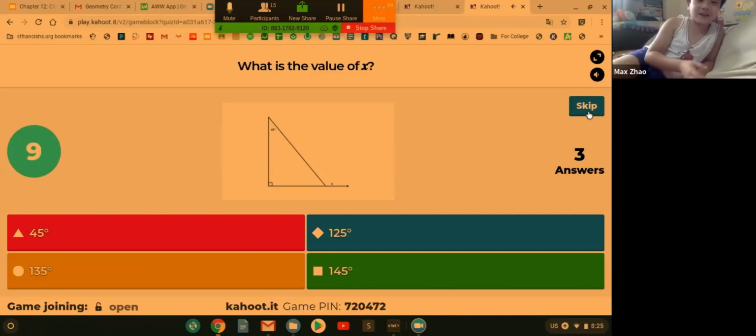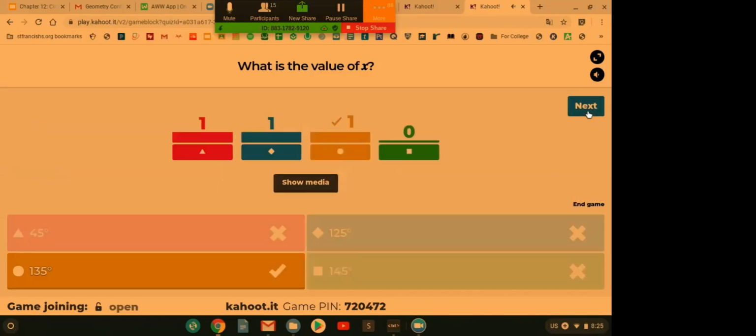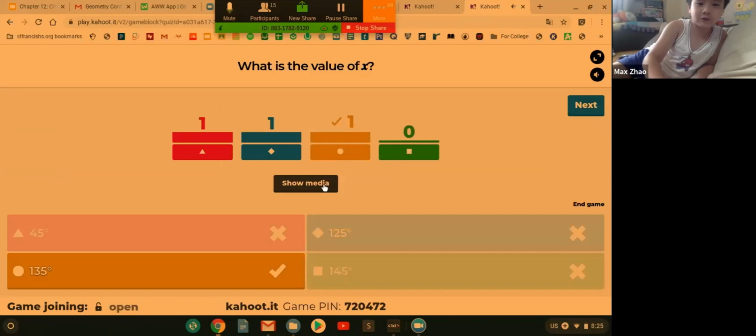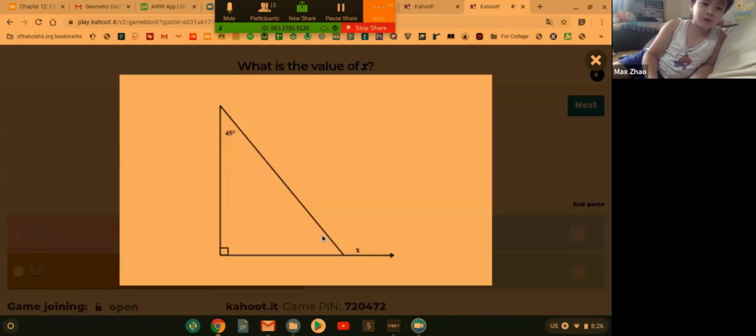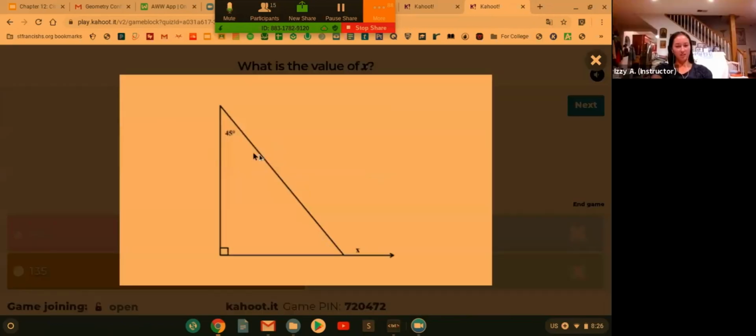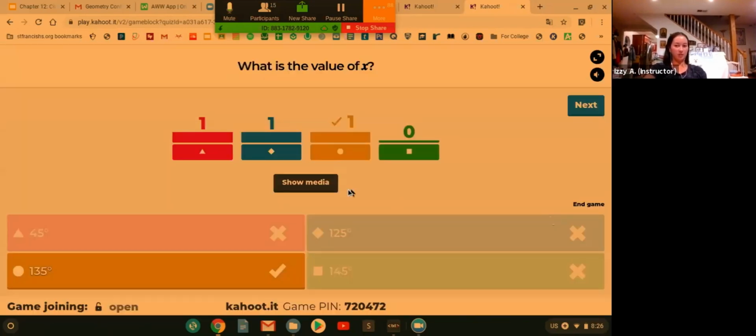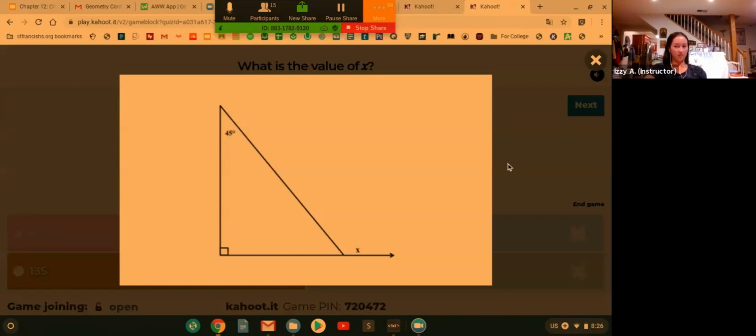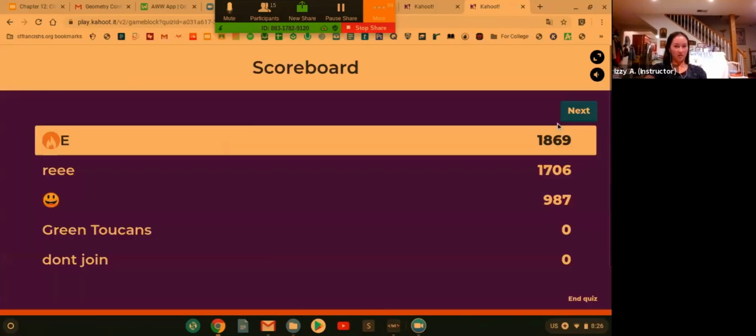Okay, I'm gonna go ahead and skip. What you would have done is, this is a straight line, so then 180 minus 45 to get 135, because that's 45. Yep. Okay, so next. Good job, Eve.